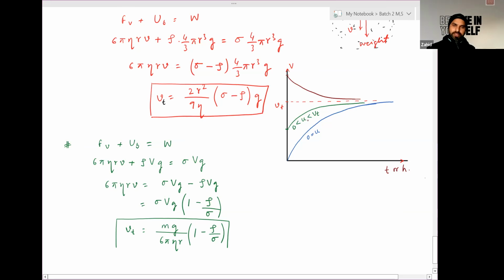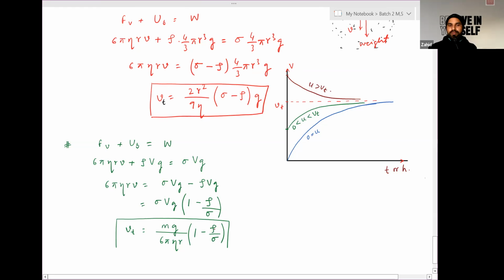So in all of the three cases, at some later instant, it will attain terminal velocity due to the viscous force experienced by it. Is it clear? Yes, sir.